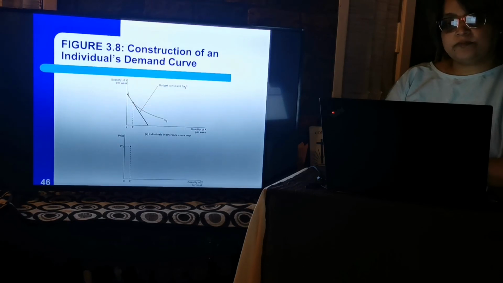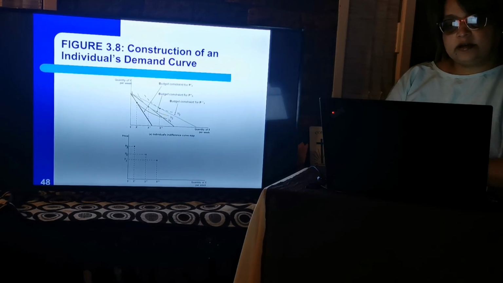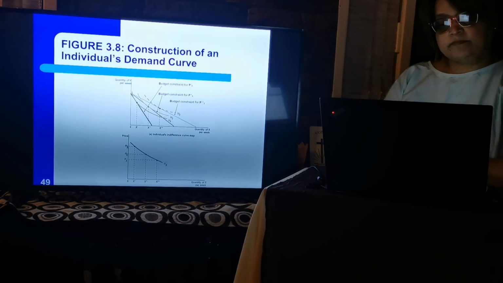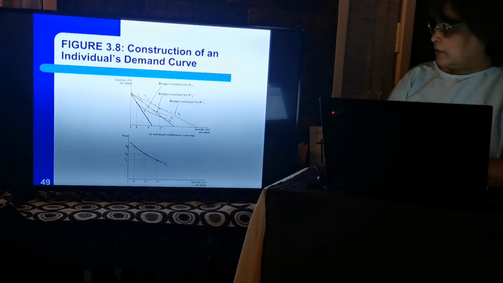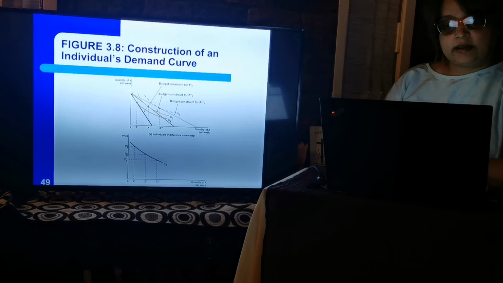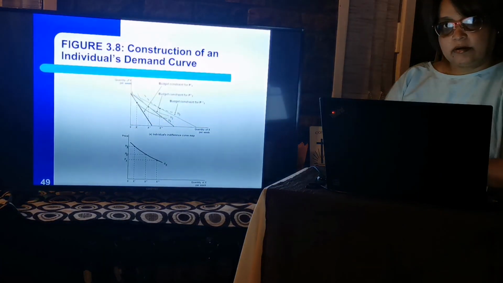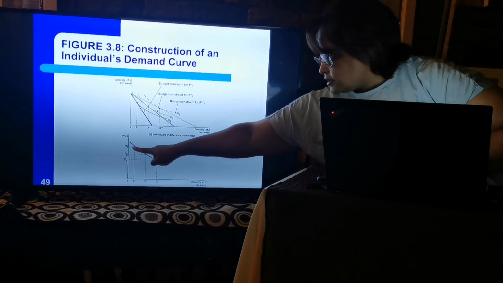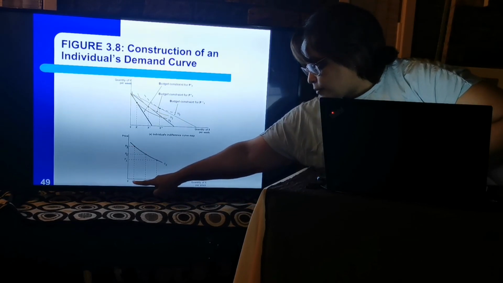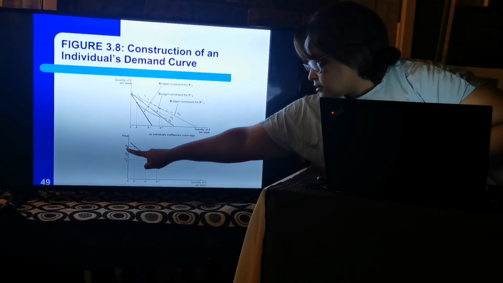And we're going to stop here. Here we have our budget lines. First one, budget line with product. The bottom one, price X. If you have price X here, you'll have X demand here with price there.